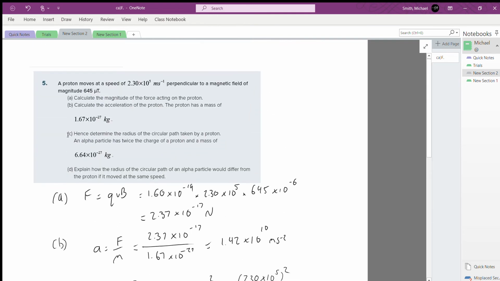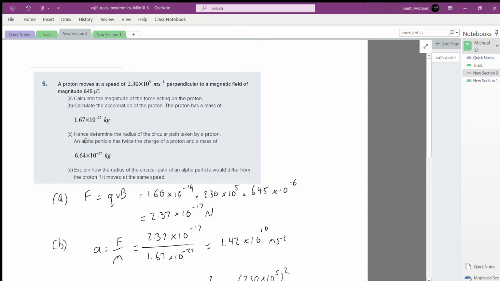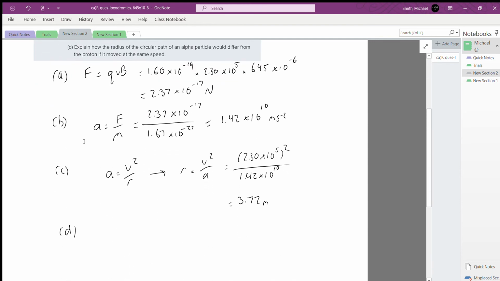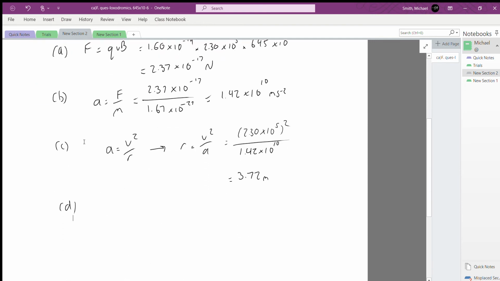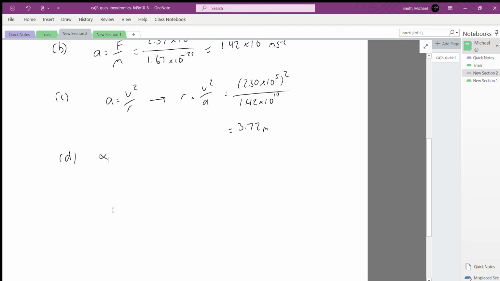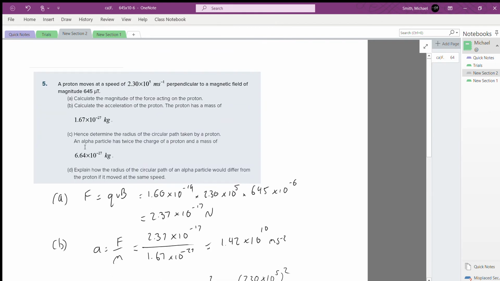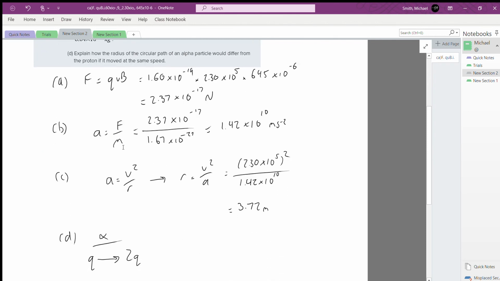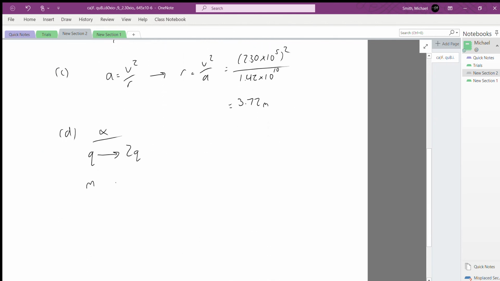Finally, part D. Suppose we have an alpha particle with a mass of 6.64 times 10 to the power of minus 27 kilograms, entering the same magnetic field at the same speed. How does the circular path differ? So here, just write down all the things we know from the question. Since it's an alpha particle, the charge is double, so our charge goes to double the charge. And we're told that the mass is 6.64 times 10 to the power of minus 27 kilograms, which is about 4 times the mass of a proton. So our mass is going to be approximately 4 times the mass.